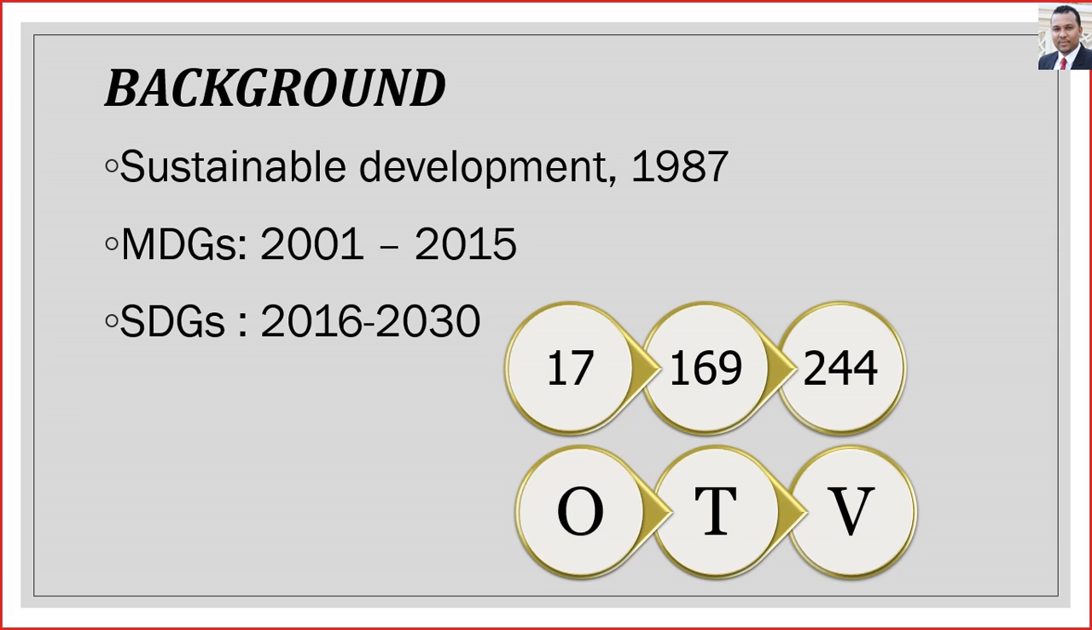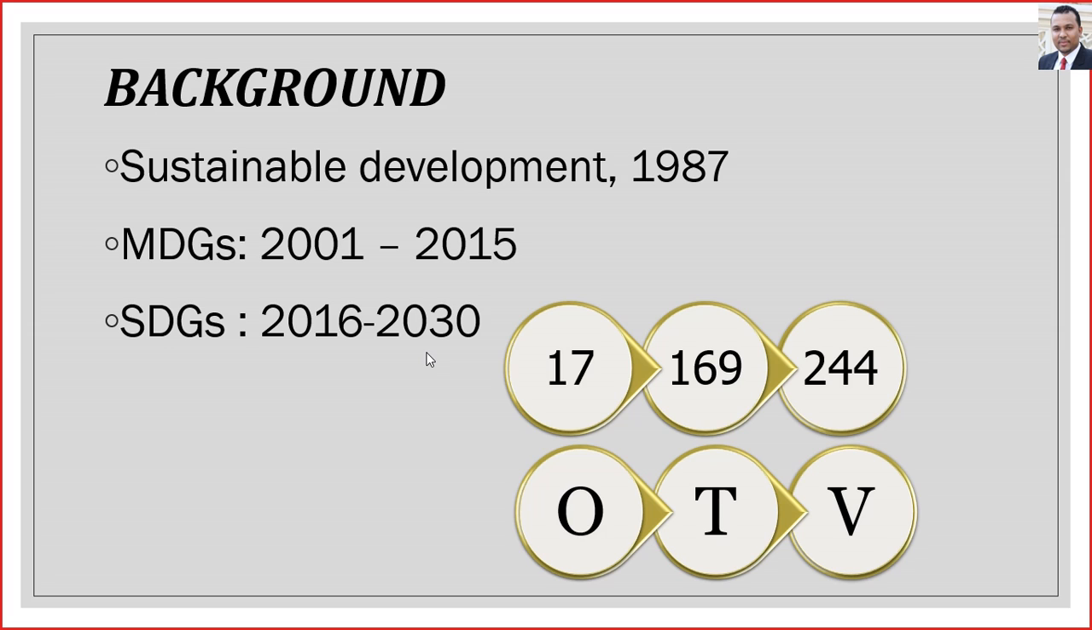What about MDGs? MDGs stands for Millennium Development Goals. How many goals in MDGs? 8 goals. MDGs are the first stage of sustainable development. Started in the year 2001 and expired in the year 2015. The second phase or second stage, sustainable development goals, started in the year 2016 and will expire in the year 2030.